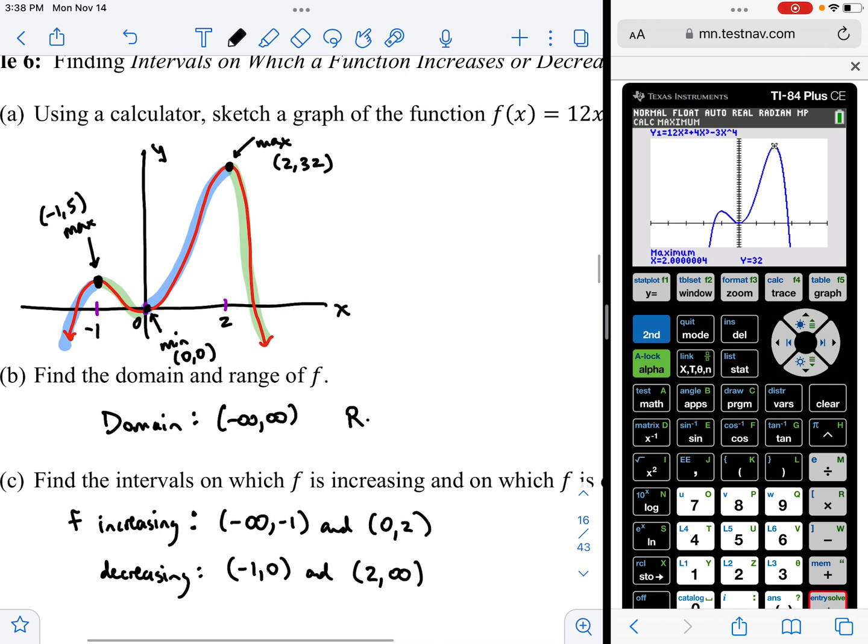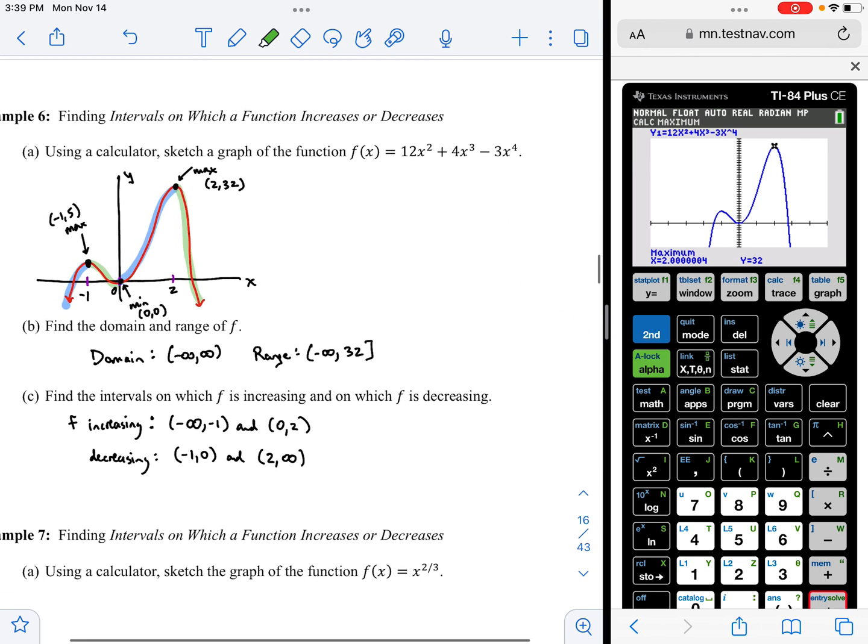And then the range of f is the function. It goes down forever. So the range minimum for f would be -infinity, and then the maximum value on that y-axis would be 32. We found that on that one point that we had determined up here, and that 32 is part of the y values, and so that's going to be part of the range. So that's going to be a closed bracket, not a parenthesis. Okay, so there's example 6.